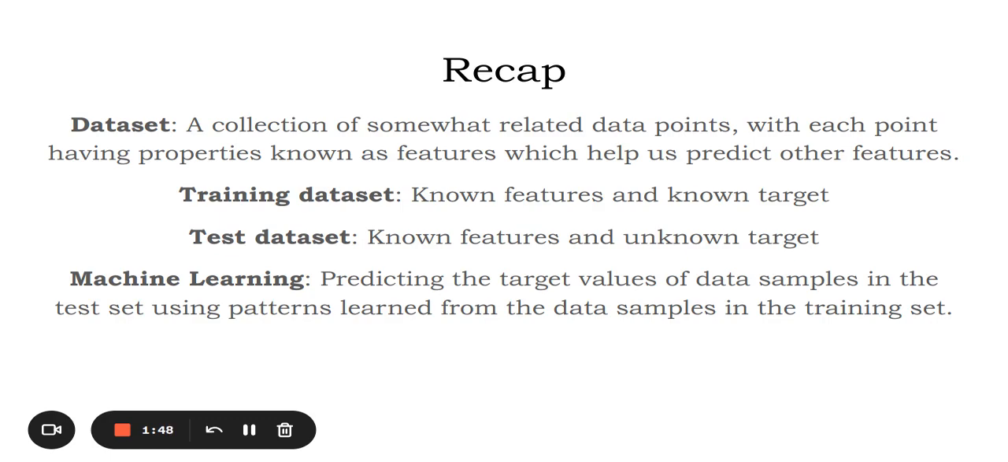Now you got a set of predicted values which you will compare with the target that you know, and after comparing you will get some error, and based on that error you will be able to understand how good my model is that I provided to you. So, the test set is used for testing the accuracy or the goodness of the model that has been trained using the training dataset. Machine learning models help us predict the target values of data samples in the test set using the patterns learned from the data samples in the training set.